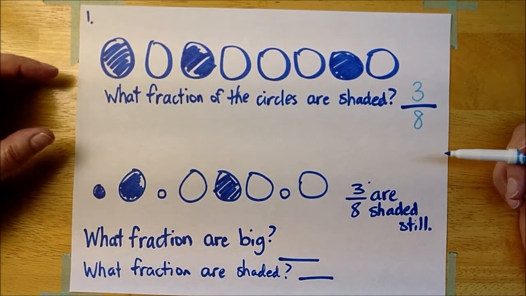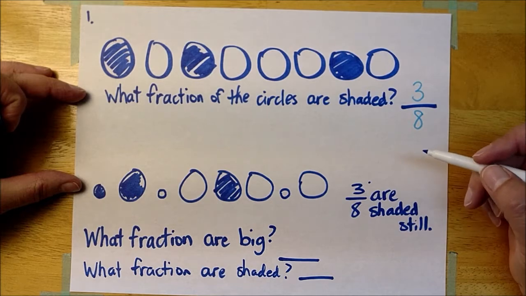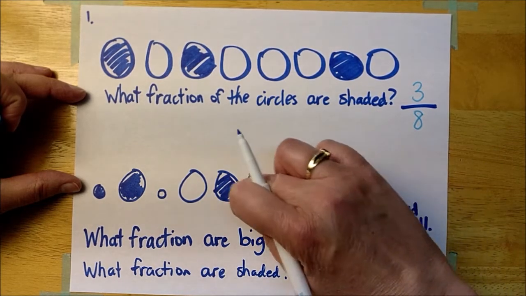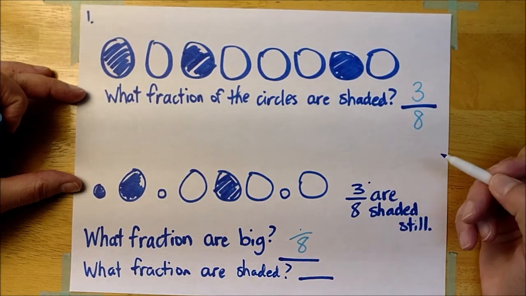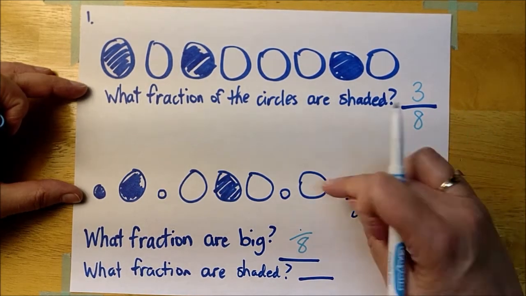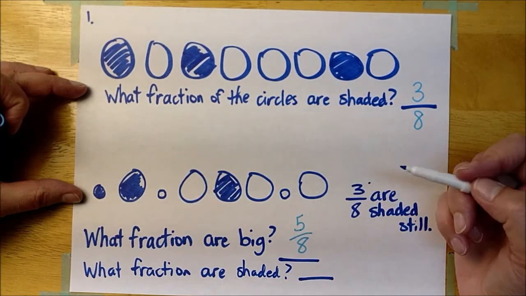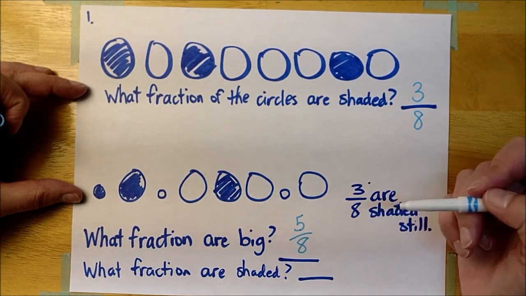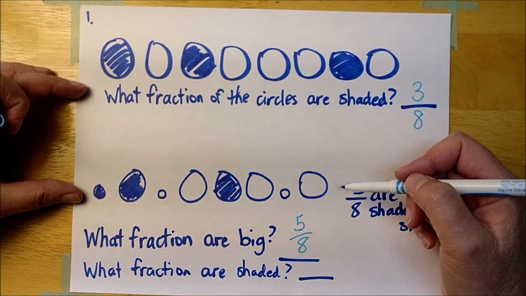So what fraction of the circles are big? I know I have 8 circles, 1, 2, 3, 4, 5, 6, 7, 8, and how many of them are big? 1, 2, 3, 4, 5. So 5 of the 8 circles are big. So 5/8 is my fraction of big circles.